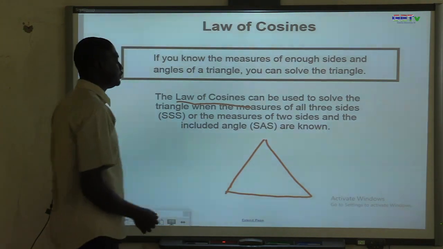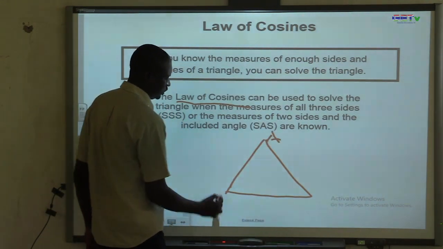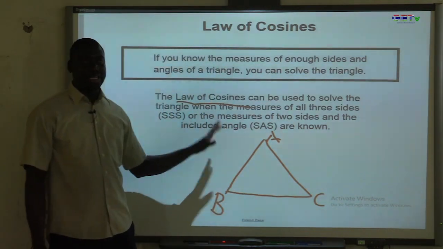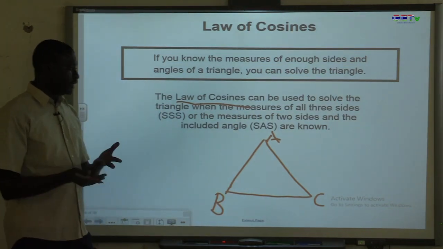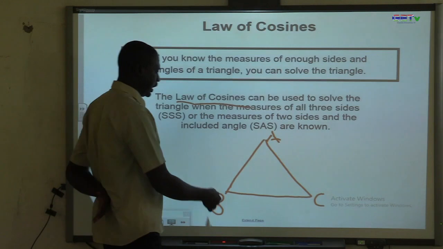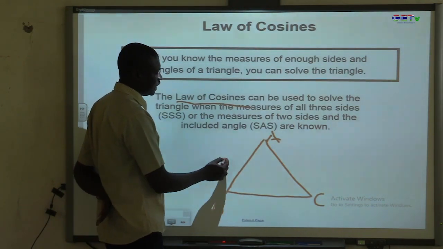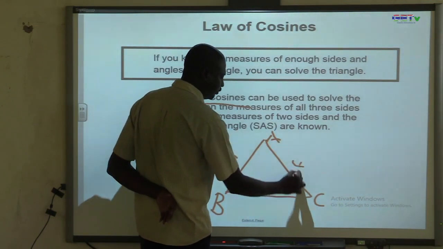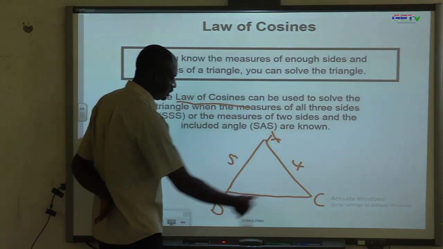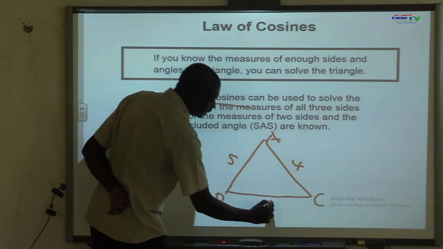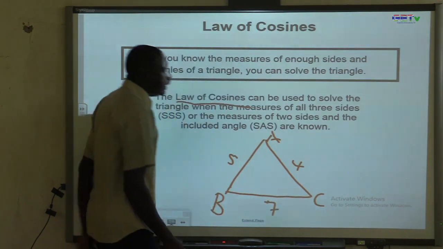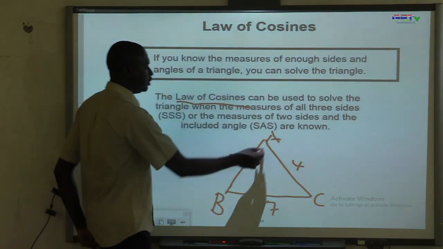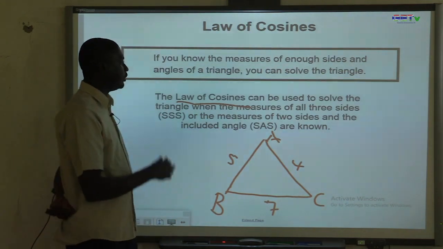Let's say that's our triangle. You can label the vertices A, B, and C. If the three sides of the triangle are known, for example the length of line segment AB is 5 centimeters, the length of another side is 4 centimeters, and the third side BC is, let's say, 7 centimeters, because we know all three sides, we can apply the law of cosine to find any missing angle that we want to find.